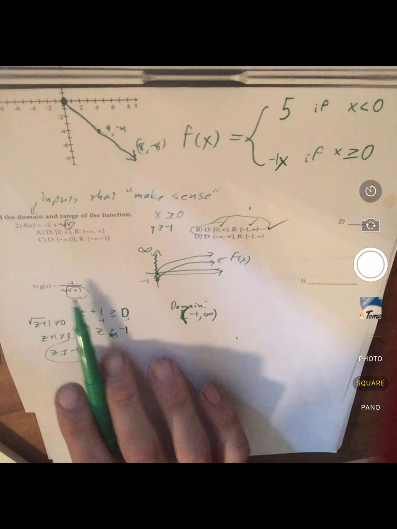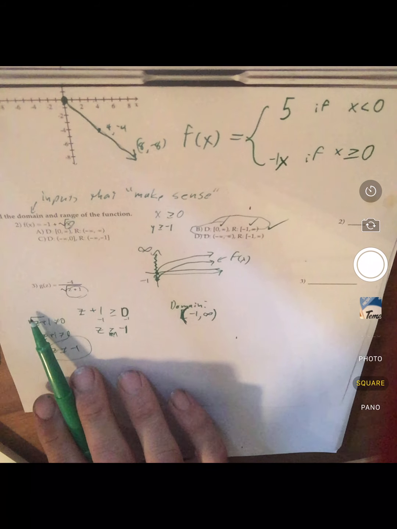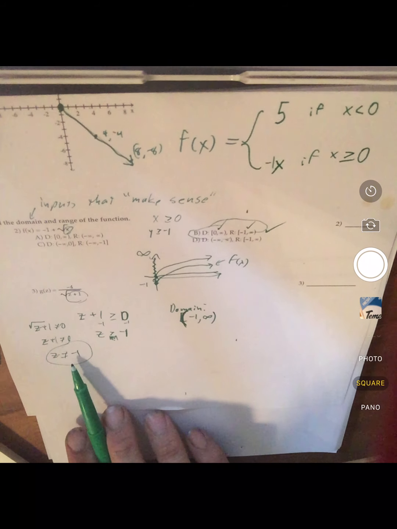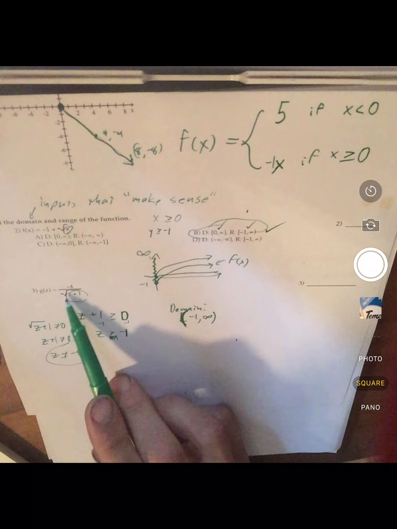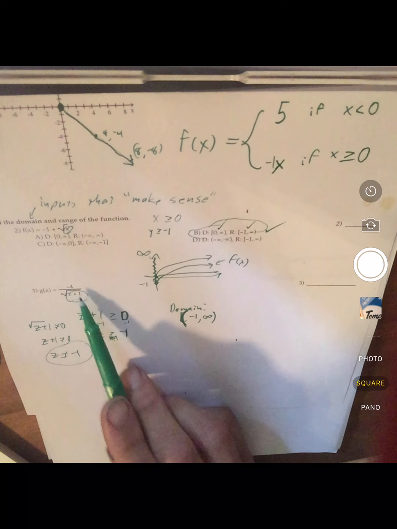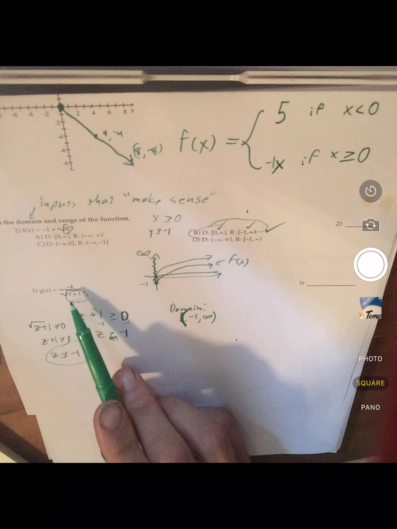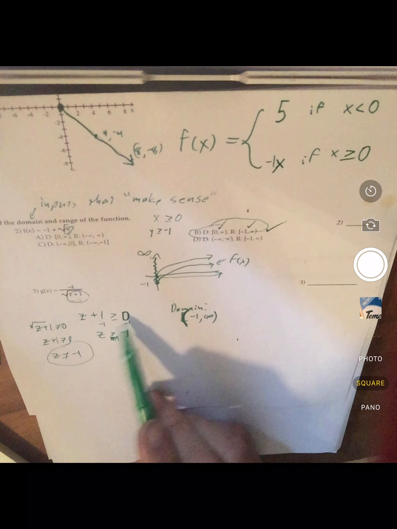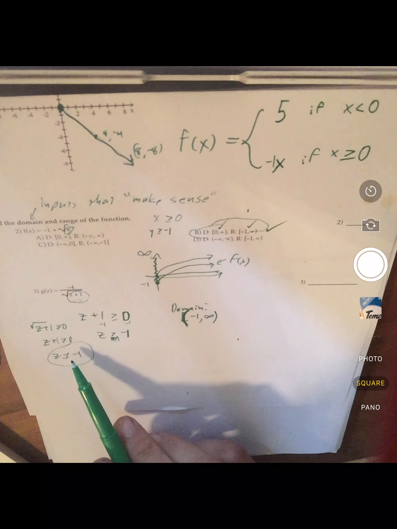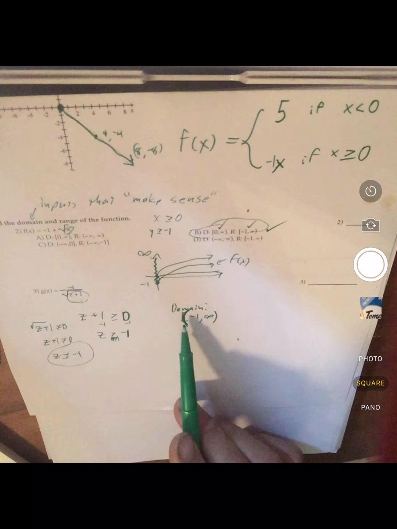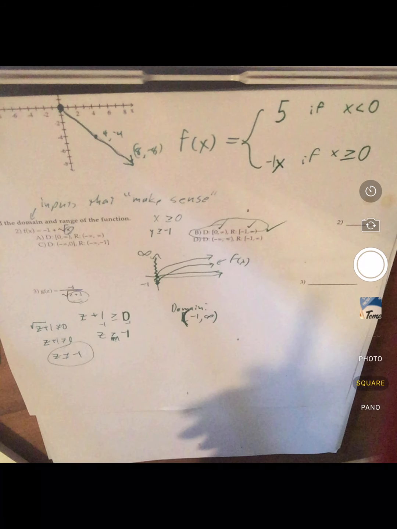Initial observations, we can't divide by 0, so the denominator can't be 0, which leads us to z not being negative 1. And the thing inside the square root has to be greater than or equal to 0, so z is greater than or equal to negative 1, but it can't be equal to negative 1. So from negative 1 to infinity is the appropriate domain.